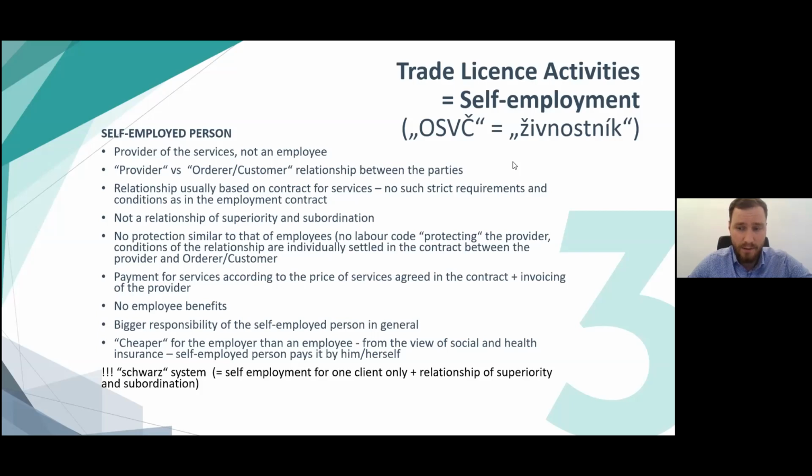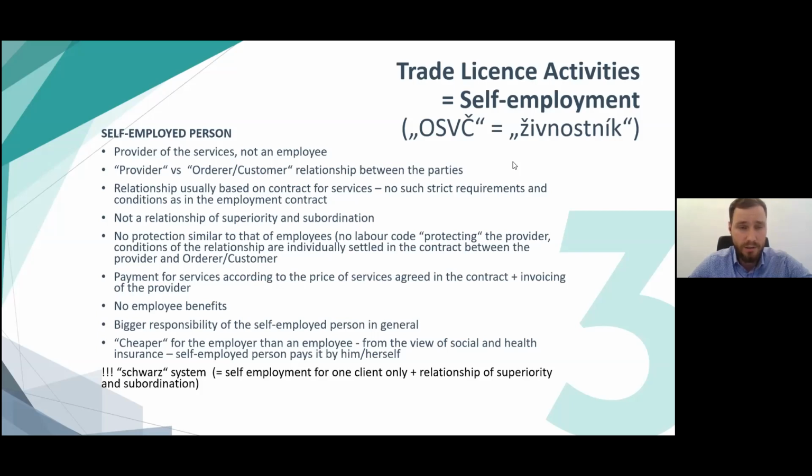There is one very important thing for you: there's no protection similar to that of employees. Employees are governed by the labor code, which protects both sides, but not in this relationship. Payment for the services is always settled between the parties. It's not governed by any limitations. But if you're an OSVČ, you don't have any employee benefits. You're just a businessman responsible for your own. So there's a big responsibility in general.